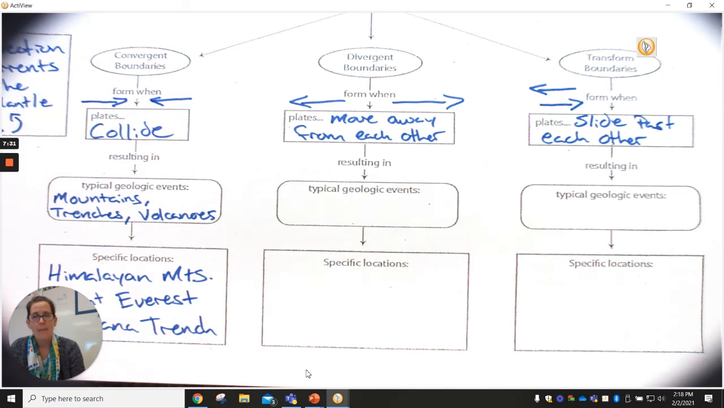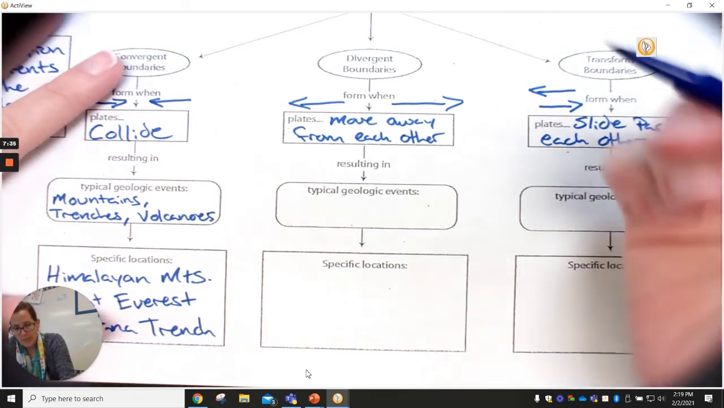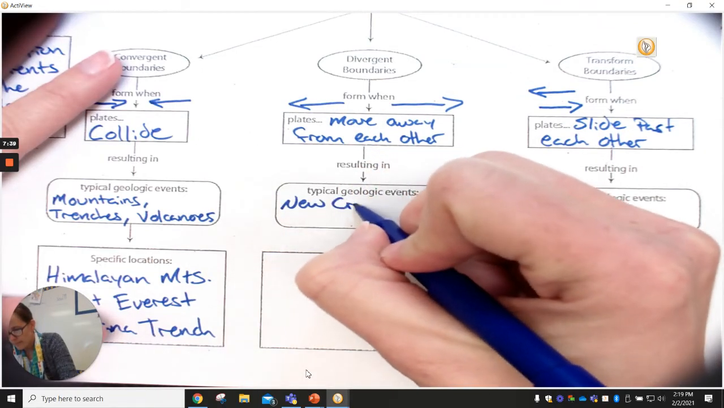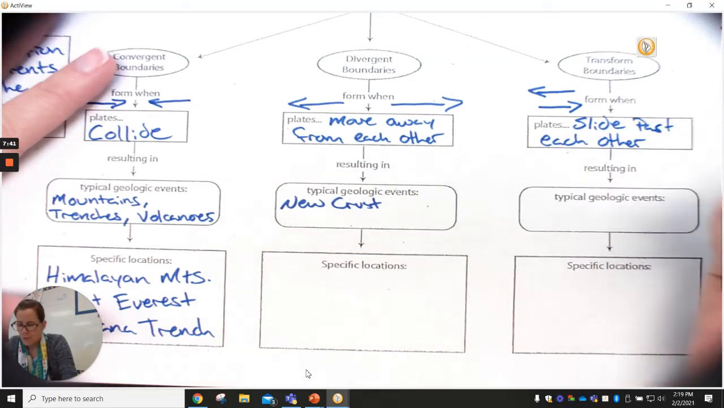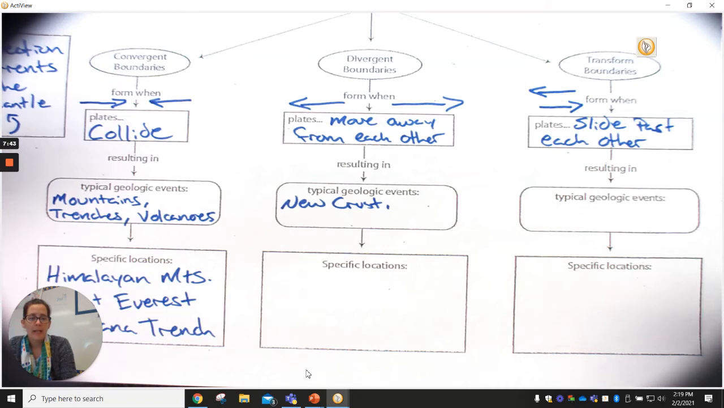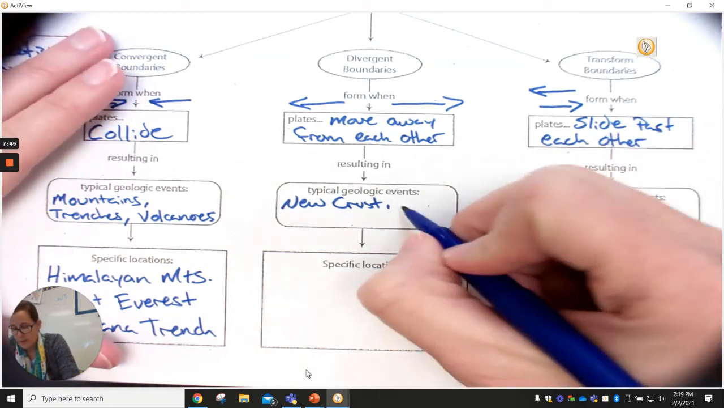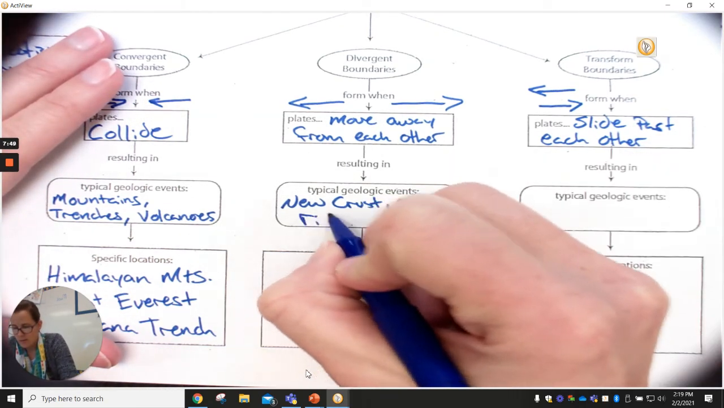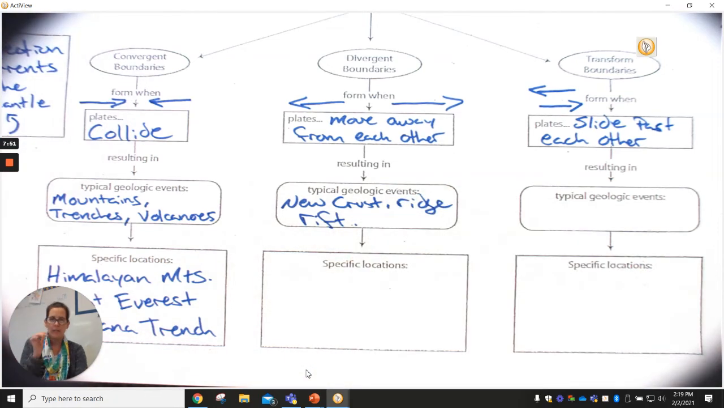So what type of stuff happens when plates move away from each other? Well, new crust is built. New crust happens, and it's going to happen at a ridge or a rift. So I'm going to put ridge and rift right here. And we're going to get more into exactly what those two things are tomorrow.